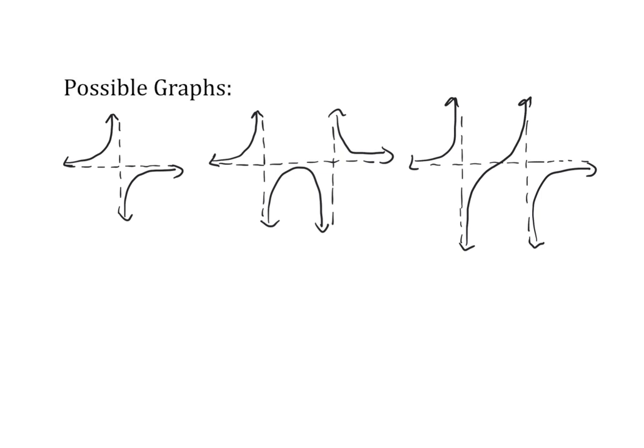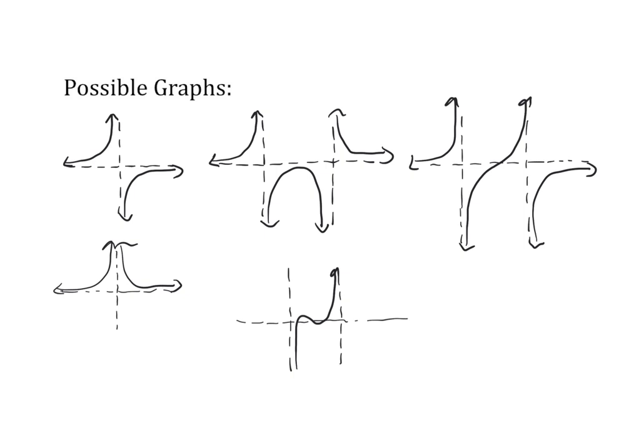Let's see, we have another one. I could have one vertical asymptote and one horizontal asymptote, but this time they could both be above the horizontal asymptote. We're not going to have any super crazy ones in this lesson, but just to give you a visual, you can have graphs that even do this on the inside, and it could cross the horizontal asymptote and then come back up.